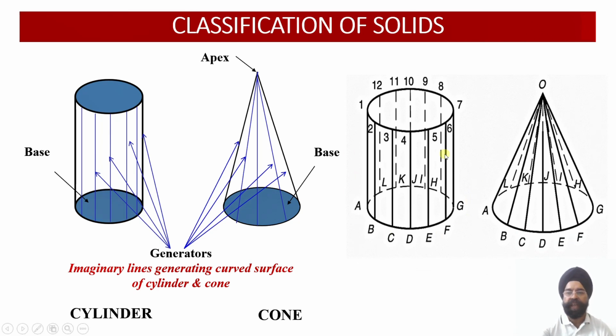So this is how you see, as I told you, the numbering has to be done. On one side you can have A, B, C, D, on the other side you can have 1, 2, 3, 4. Whereas in case of cone, depending upon the number of parts in which you are going to divide it, the number of points will vary.